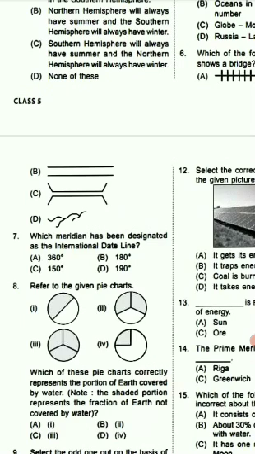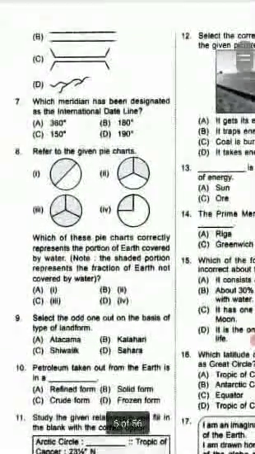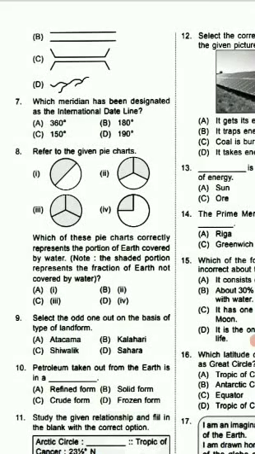Number 8. Refer to the given pie chart. There are 4 types of pie chart. In this, we have to say which of these pie charts correctly represents the portion of the earth covered by water. Note, the shaded portion represents the fraction of earth not covered by water. There are 4 options and the correct one is D. 3/4 of the earth's area is covered with water and 1/4 of it is covered by land.